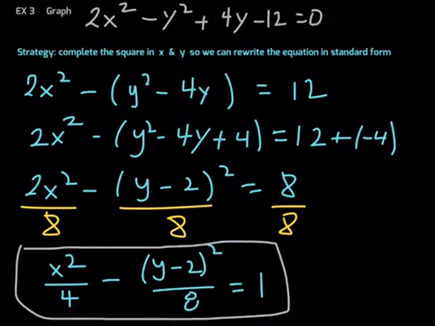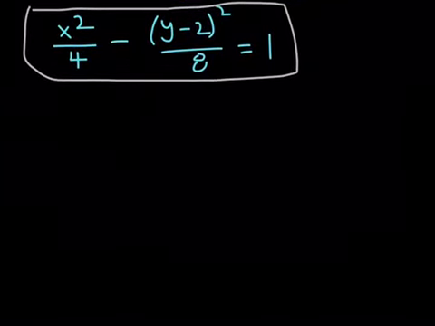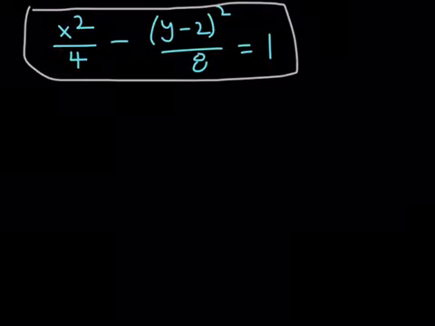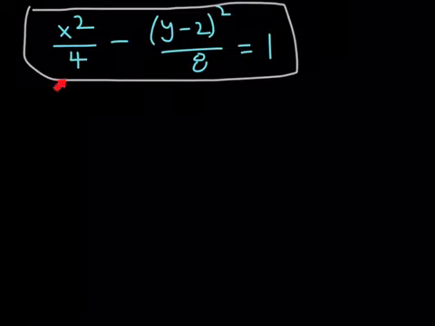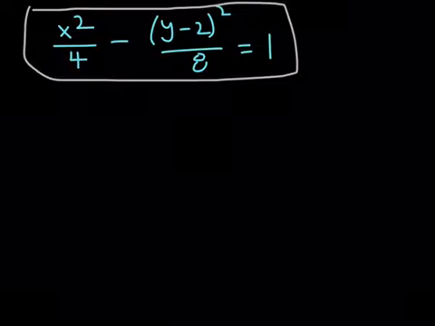Okay, so we completed the square. Now we can notice a few things. Well, a lot of things, actually. We notice that the x term comes first, right? So that tells me that this hyperbola is going to be opening to the left and to the right. I can see my a value is 2 because 2 squared gives me 4. And my b value is the square root of 8, right? Because the square root of 8 squared gives me 8, okay? I can see that my center is (0, 2).